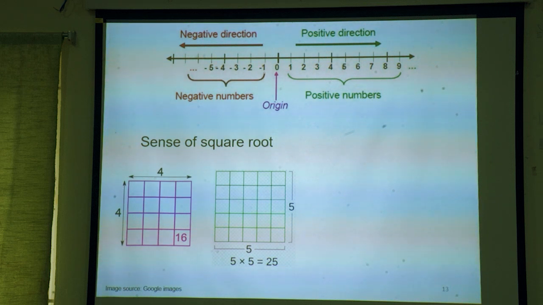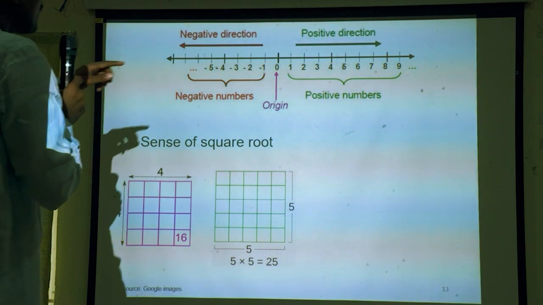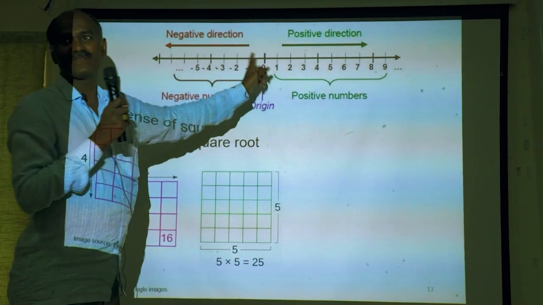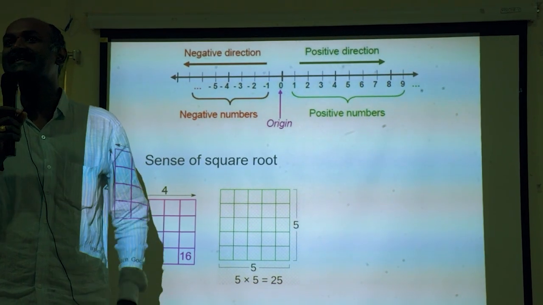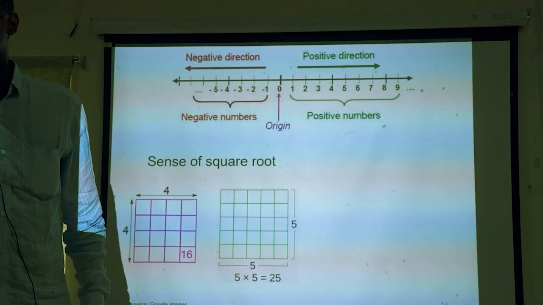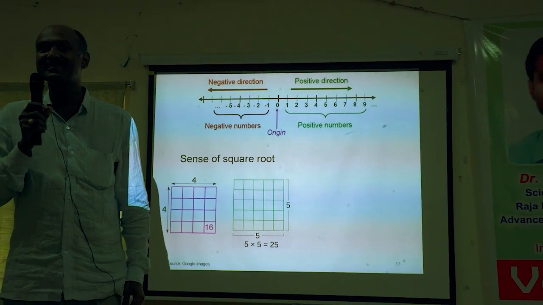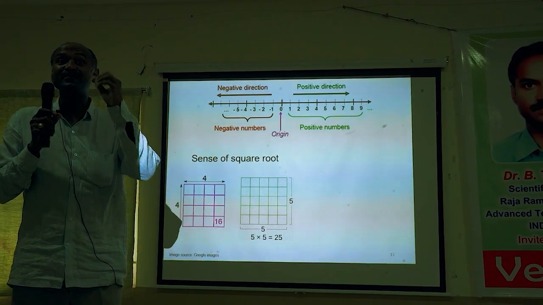But where did that plus or minus come from? That is my question. See, I told 4, what is the square root of 4? Answer: what is the square root of 4? 2 or plus minus 2? How did plus minus come?